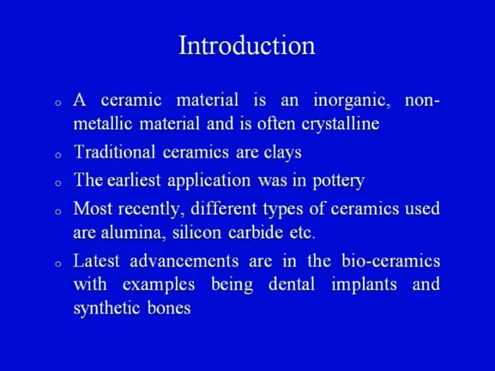A ceramic material is an inorganic, non-metallic material and is often crystalline. So this important point highlights three aspects of ceramics: a ceramic is inorganic, that is point number 1; it is non-metallic, point number 2; and it is often crystalline. In our previous module, if you remember, we discussed lectures on glasses and saw that glasses are usually amorphous. So a ceramic material is a crystalline material, and we have also seen the distinction between crystalline and amorphous materials.